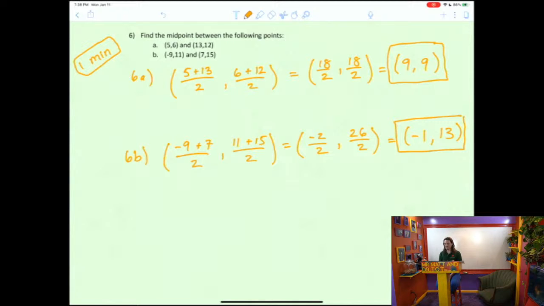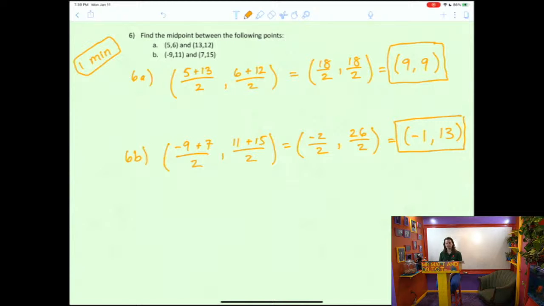For 6b, we have negative 9 plus 7, quantity divided by 2, comma 11 plus 15, quantity divided by 2. Negative 9 plus 7 is going to be a negative 2. Negative 2 divided by 2 is a negative 1. 11 plus 15 is going to be 26. 26 divided by 2 is going to be a positive 13. So our answer for the midpoint of 6b is going to be -1, 13.